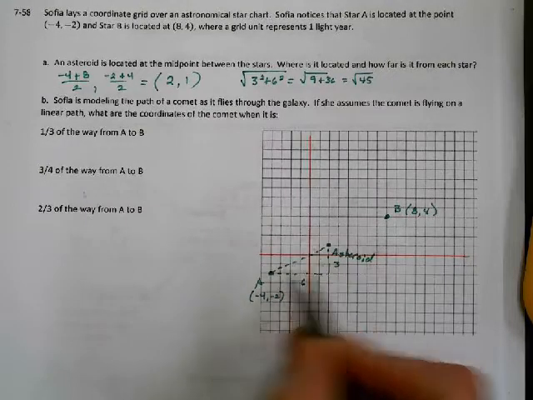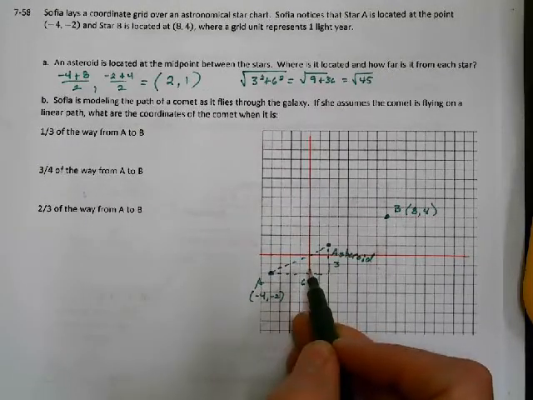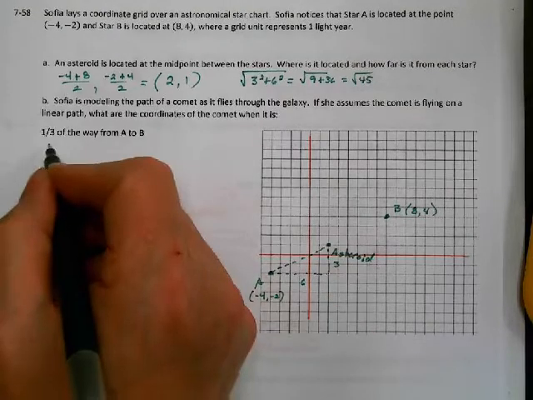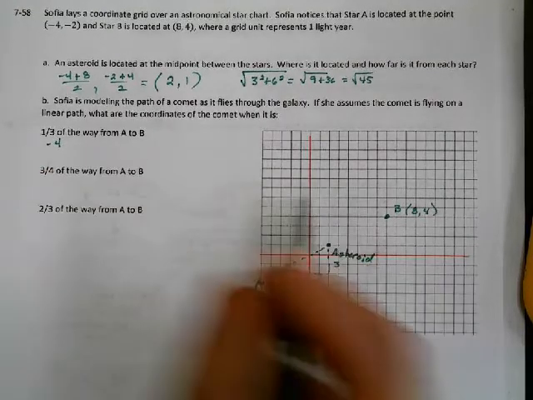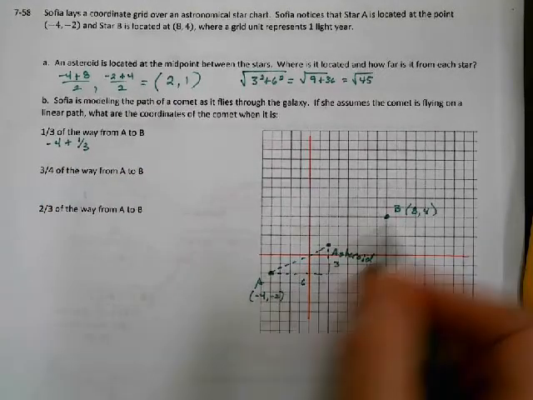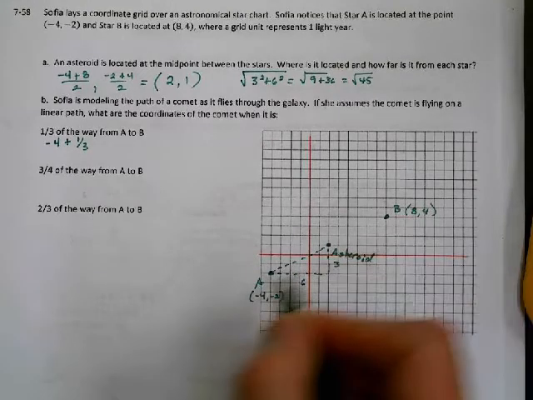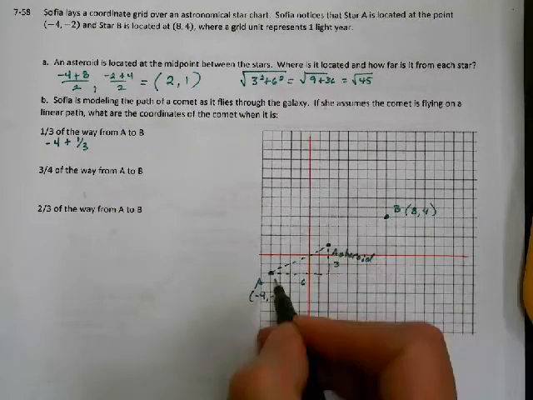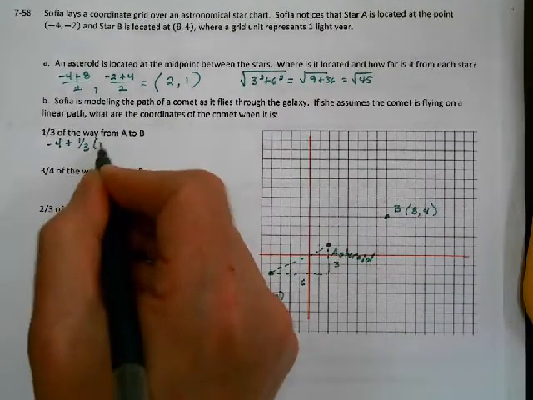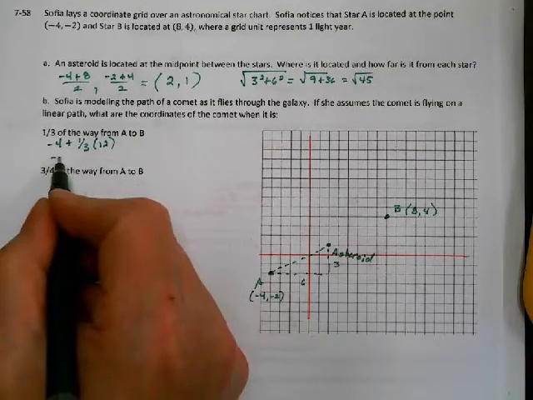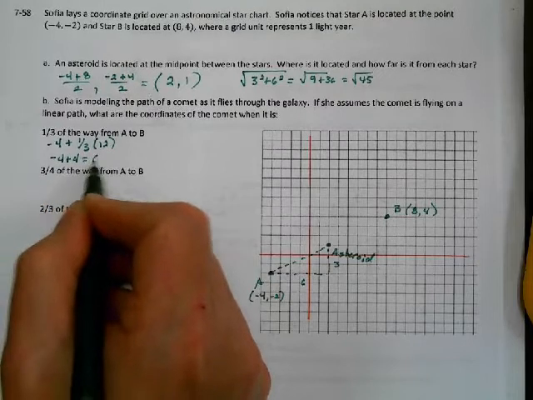So what we can do for that is we can look at the x's and the y's individually. The x's start at -4. And then if I want to go plus 1/3 of the way from -4 to +8, how much of a change is that going to be? -4 to +8 is a change of 12. Well, I want only 1/3 of that change. So this is -4 plus 4. So the x value should be 0 for 1/3 of the way.